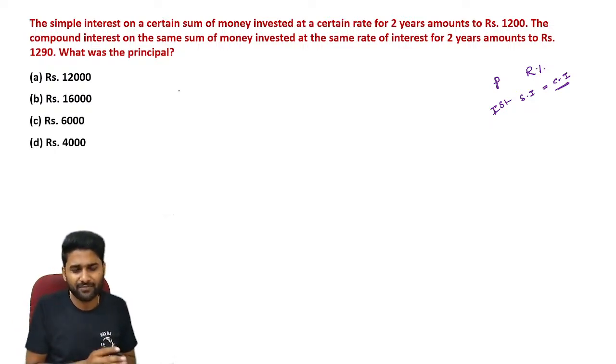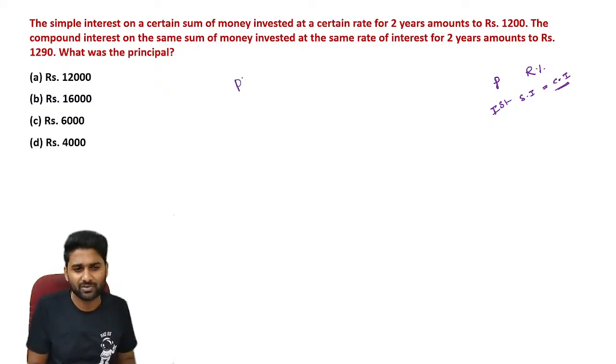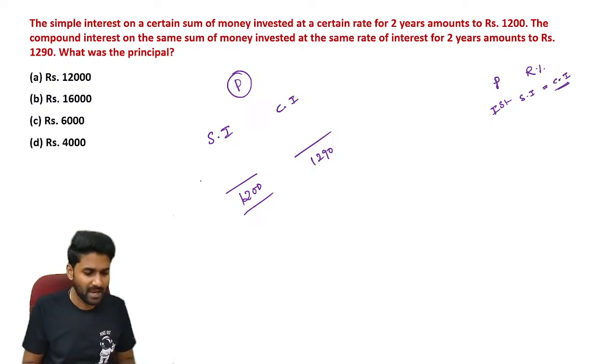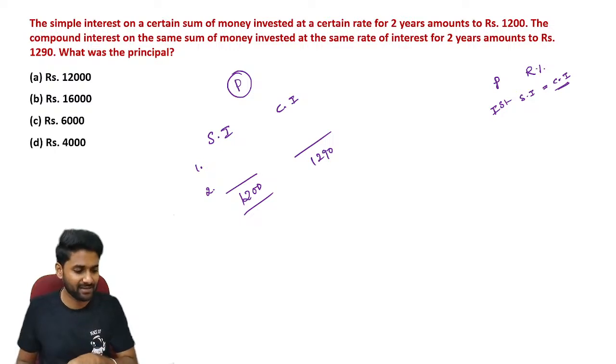Now see the information here. You have to identify what the principal value is. We don't know that, we have to identify it. For 2 years, simple interest is equal to 1200 rupees. For 2 years, compound interest is 1290. As you know, simple interest is the same every year, but compound interest is not the same every year, because from the second year onwards it will vary. The reason is that you have to pay interest on the interest. Simple interest is the same for every year, so the first year is 600 rupees and the second year is 600 rupees.